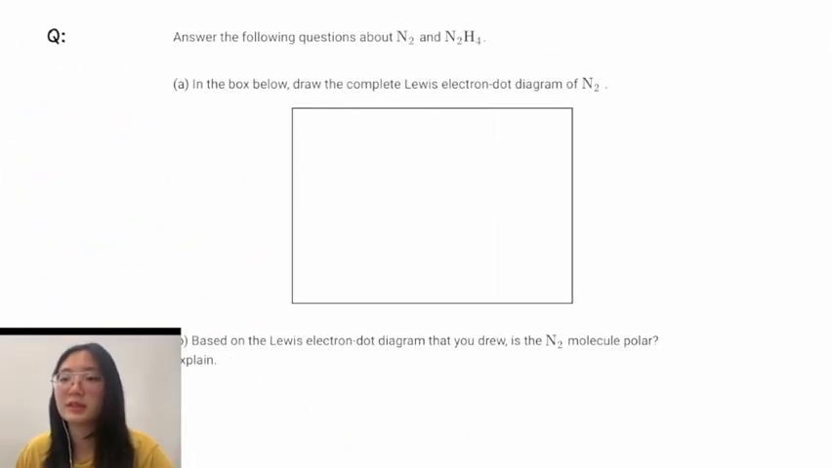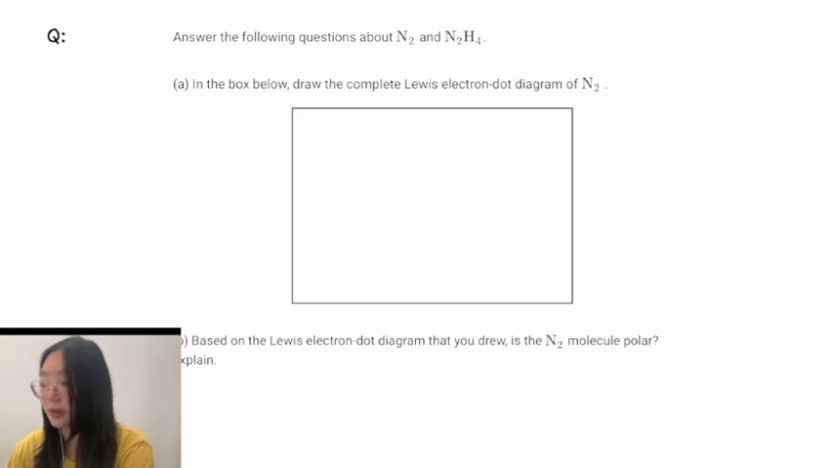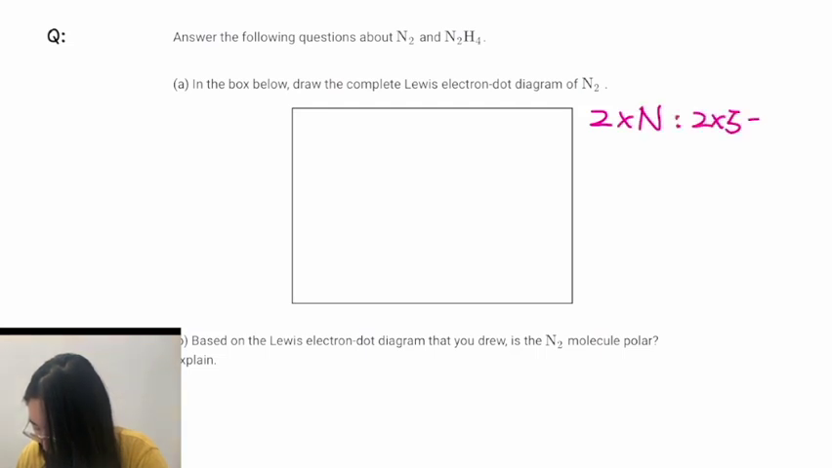Okay, so let's try to do this FRQ question. Answer the following questions about nitrogen gas and about hydrazine. In the box below, draw the complete Lewis electron dot diagram of nitrogen, N2. Okay, again, 2 nitrogen atoms means 2 times 5, so 10 valence electrons in total. That's what we are given.